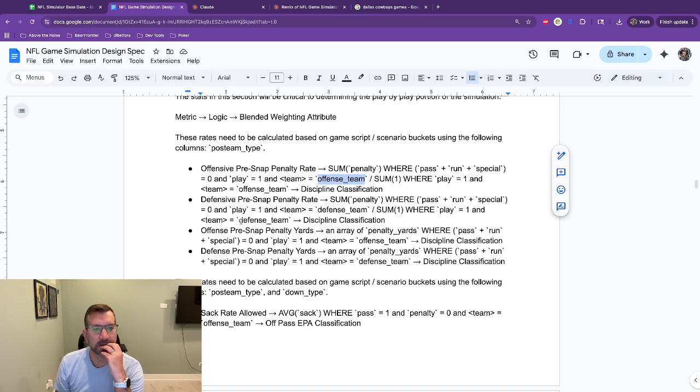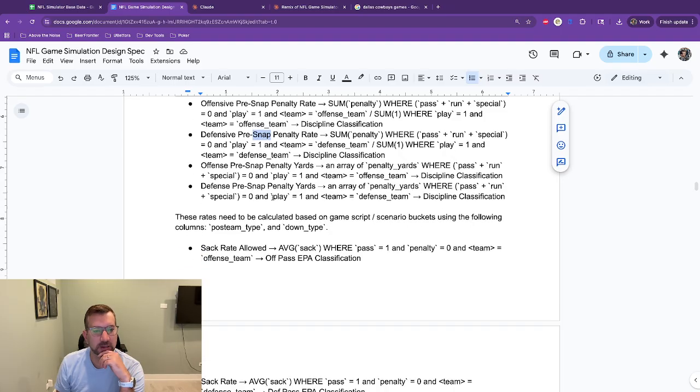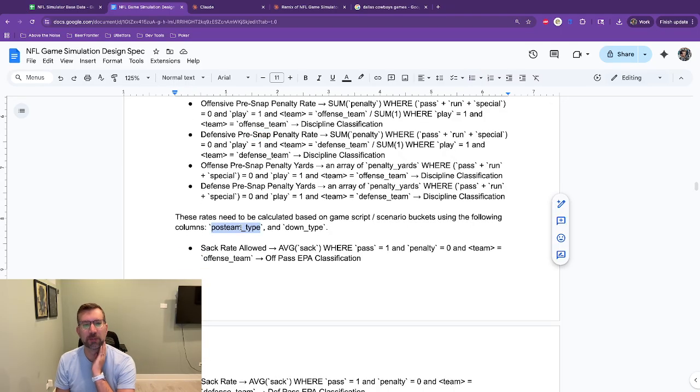And then we have the pre-snap rate, all the other penalties. But then we start segmenting a little bit more. These statistics then need to be calculated by if they're home or away and down type. So is it an early down or a late down?